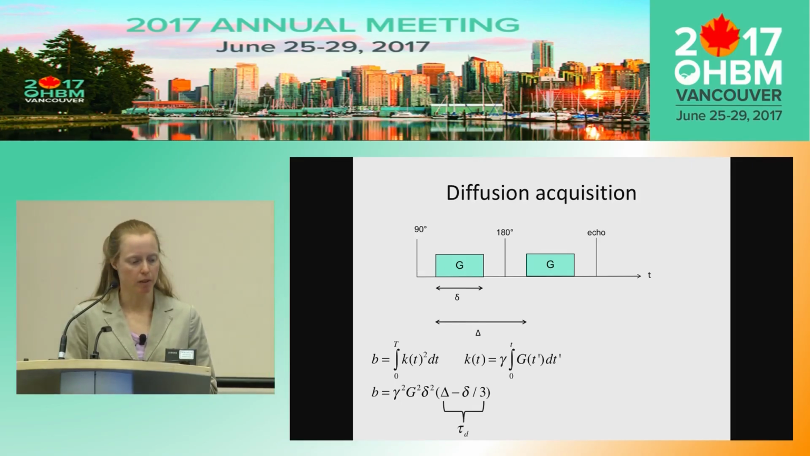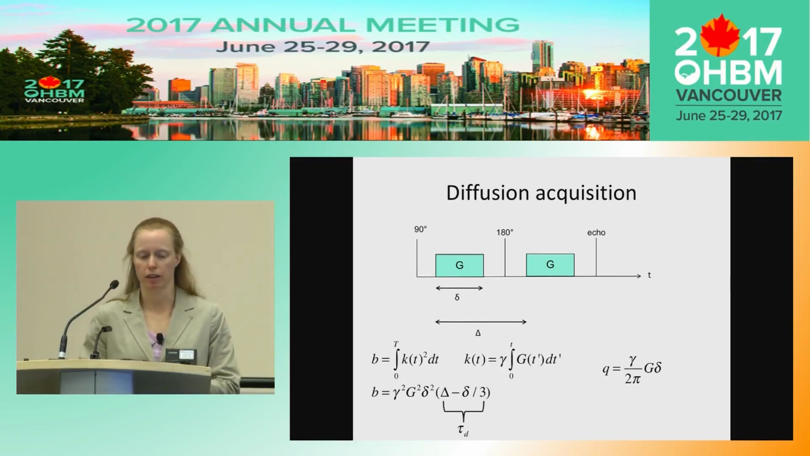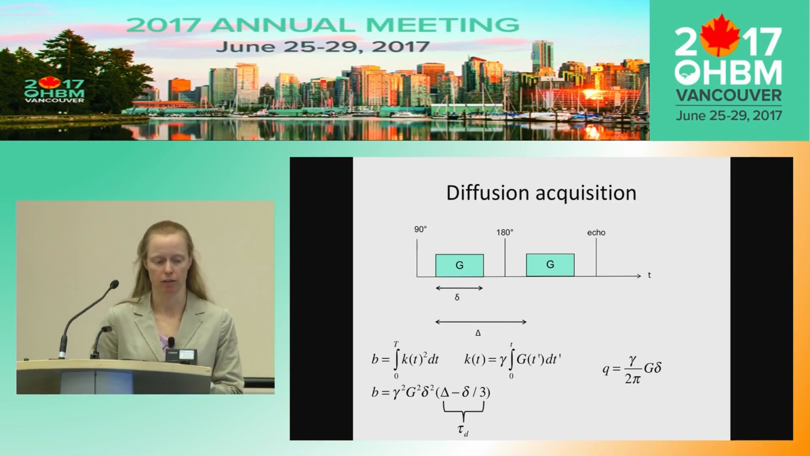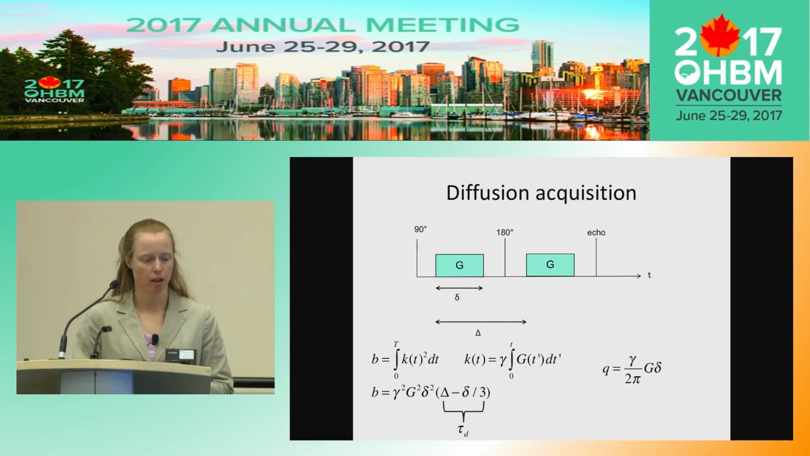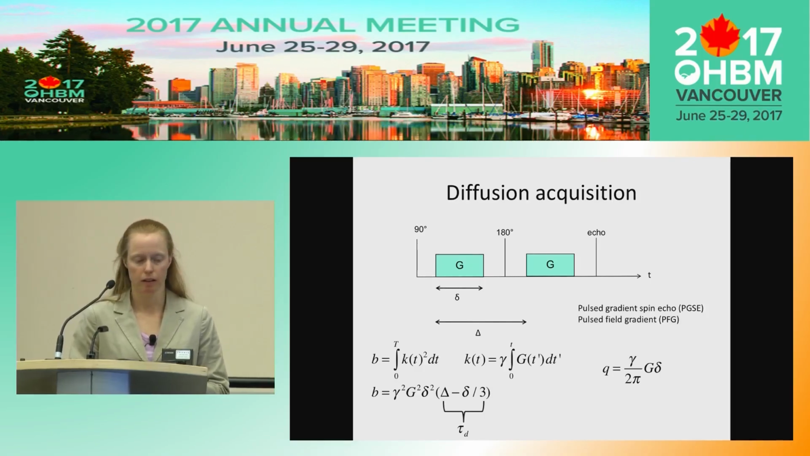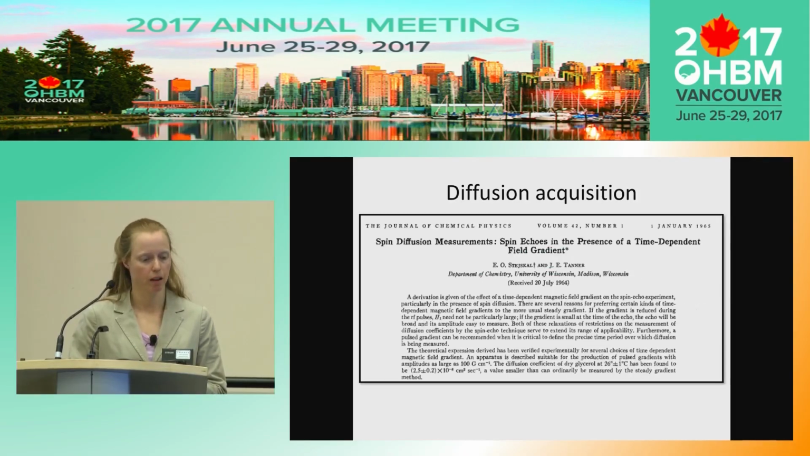And this timing parameter at the end is called the diffusion time. This is the effective time over which we are observing the diffusion process. We can also define a quantity called Q, which is also a function of the gradient strength and duration. Q and B are related, but not one-to-one, because Q is not a function of that big delta parameter. So this is called a pulsed gradient spin echo sequence, or sometimes a pulsed field gradient sequence, or a Stejskal-Tanner sequence in honor of its inventors.